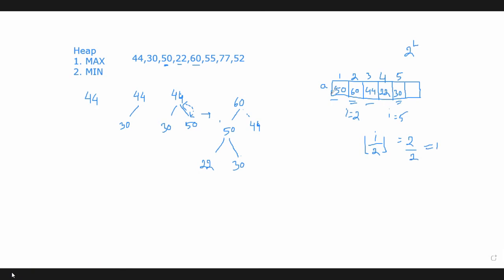Now compare these two values. The parent node is smaller than the left child, so again change these two nodes. So here 60 will be inserted in the first position and then 50.